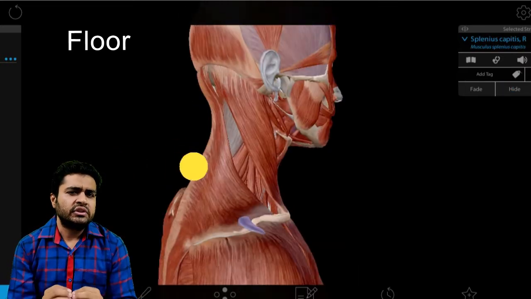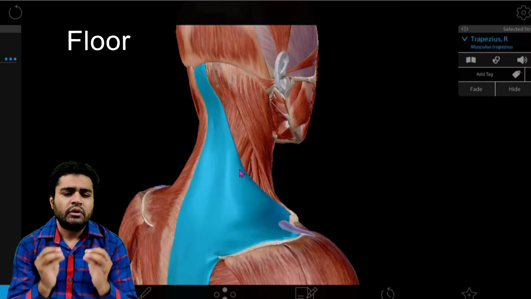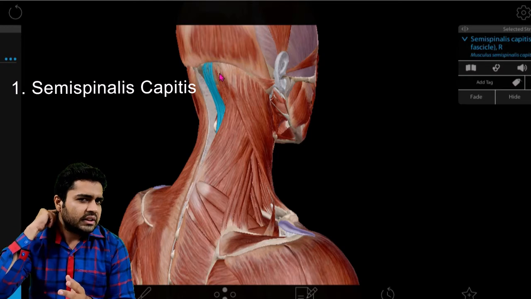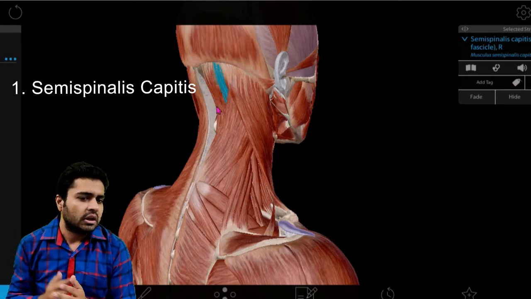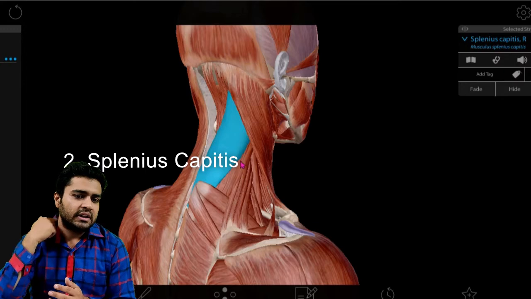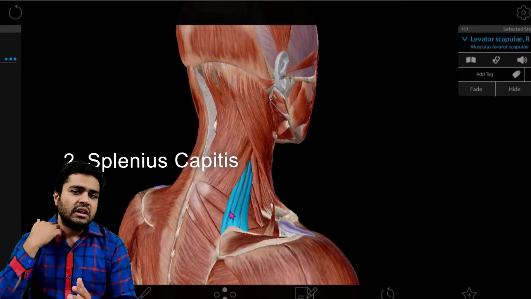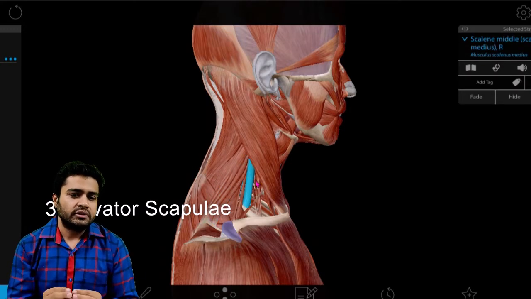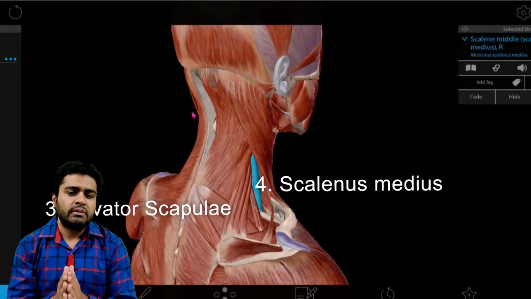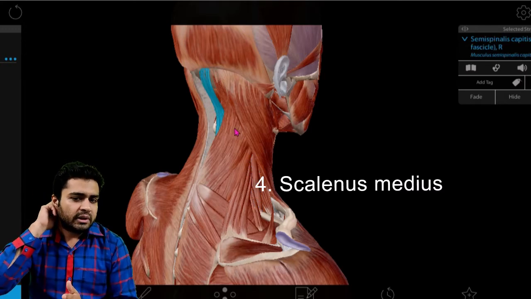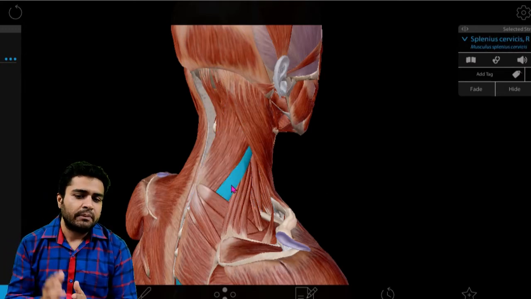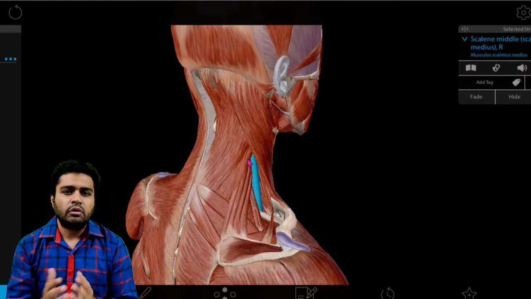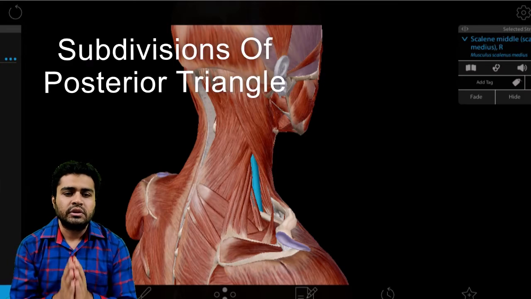In the floor, you just remember four main muscles. To see these muscles, we are removing the trapezius. One is the semispinalis capitis, which is situated towards the occipital. Then the splenius capitis, and then levator scapulae, just above the scapula. And one important muscle is scalenus medius. So remember these four muscles: semispinalis capitis, splenius capitis, levator scapulae, and scalenus medius. These four muscles form the floor of the posterior triangle.